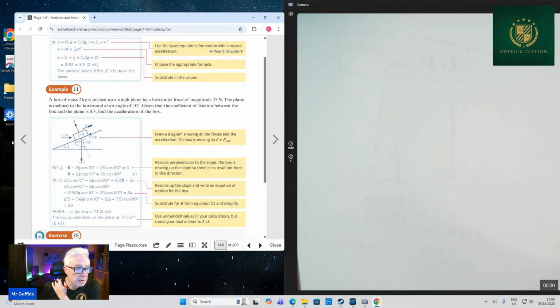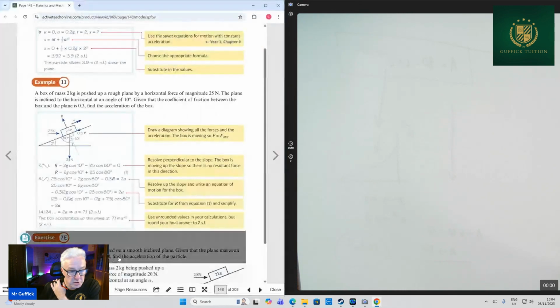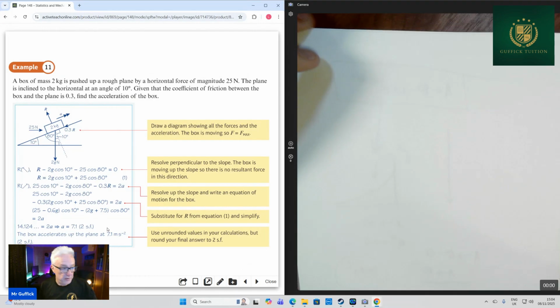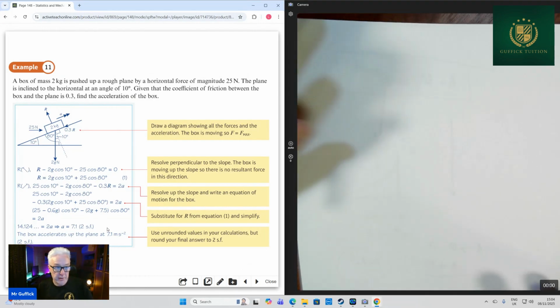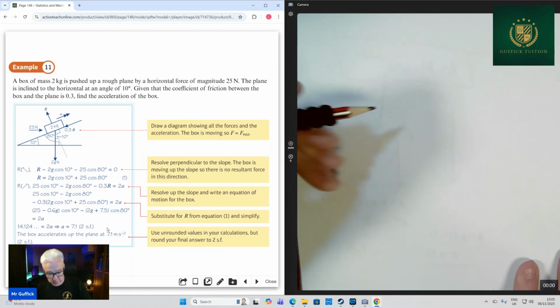So let's look at the inclined plane here. I'm just going to read this question. Unfortunately, I can't select without seeing the answers. But the first thing is to get the sketch going. It says a box of mass 2 kilograms is pushed up a rough plane inclined to a horizontal surface by a force of magnitude 25 newtons. The plane is inclined to horizontal at 10 degrees. Given that the coefficient of friction between the box and the plane is 0.3, find the acceleration of the box.